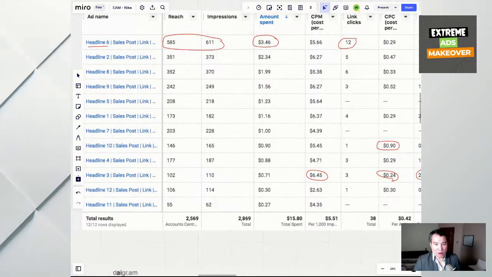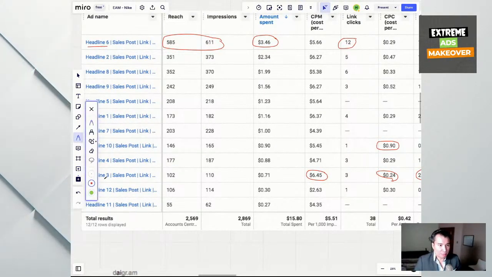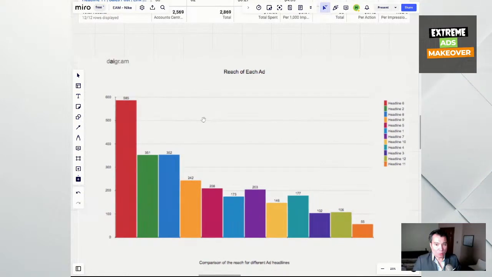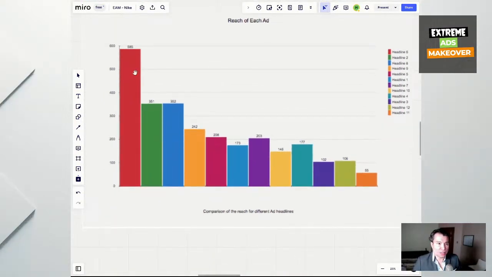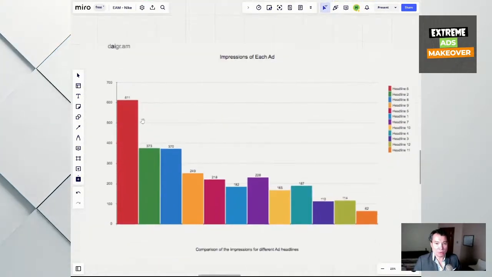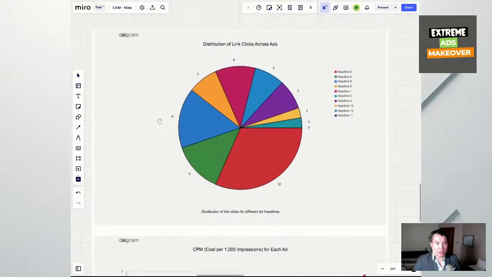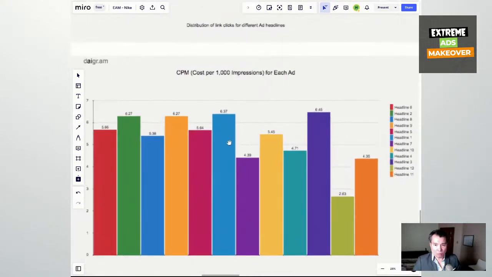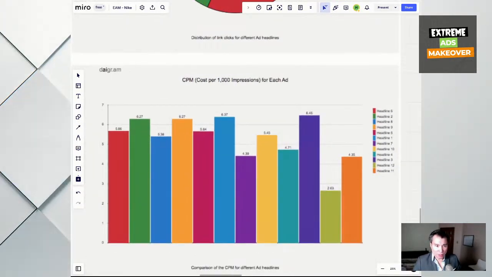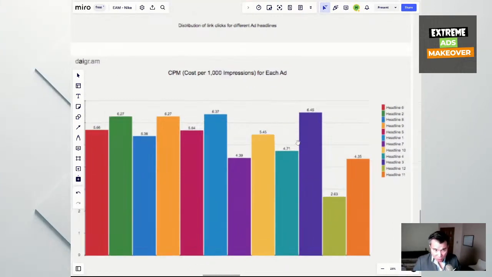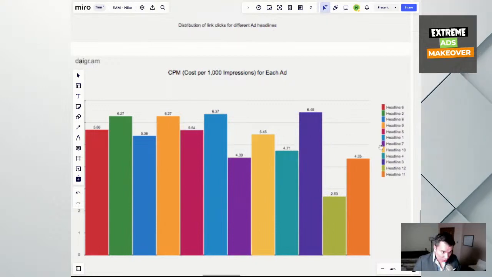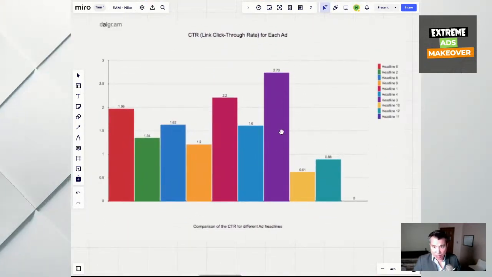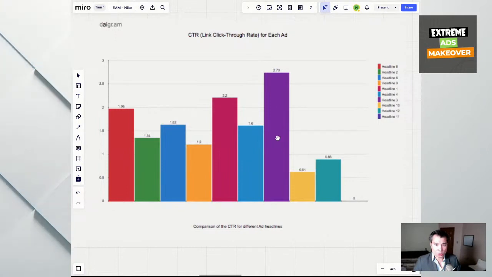And now you have some insight about two winning ads, ad number 6 and ad number 3. Let me share some of the charts so you can have a quick overview. Ad number 6 has the highest reach and highest impressions. For the highest amount of clicks, again, number 6 leads the pack. For the CPM, headline 7, the purple one here, looks to be the lowest cost per impression at 6.45. Click-through rate, headline number 3 has the highest at 2.73%.